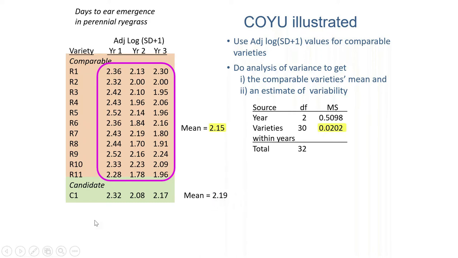Now, this is an average standard deviation for our candidate. So it's a measure of the uniformity of that candidate. And we're comparing it with an average standard deviation measure for the comparable varieties. And you can see that this uniformity measure for the candidate is larger than the uniformity for the comparable varieties. Does that mean that our candidate is not uniform? It is larger. To find out if it's not uniform, we have to calculate the COI-U criterion.